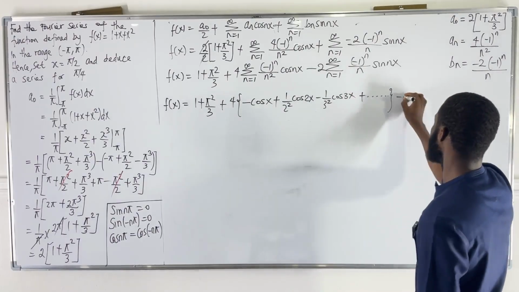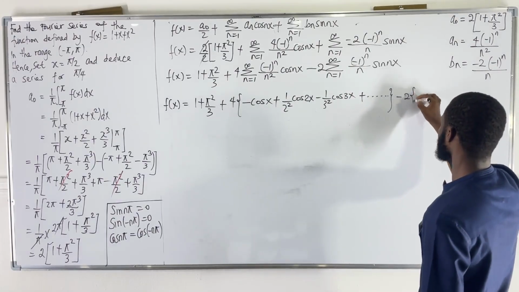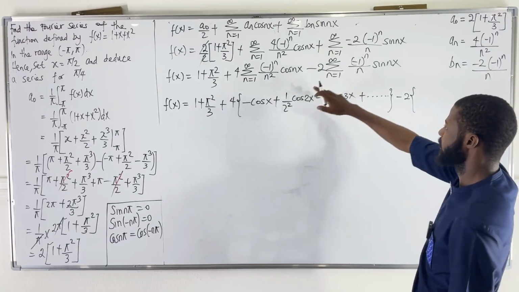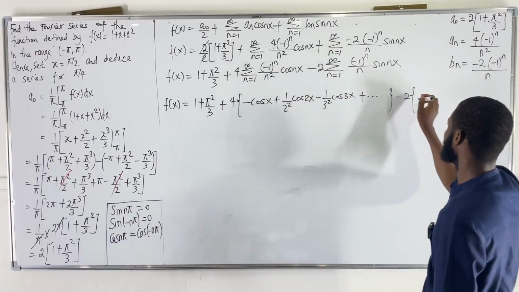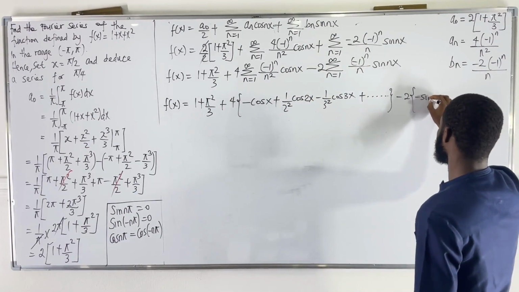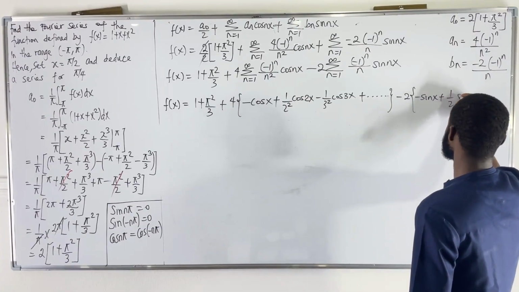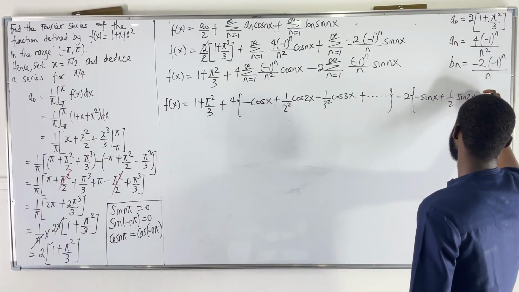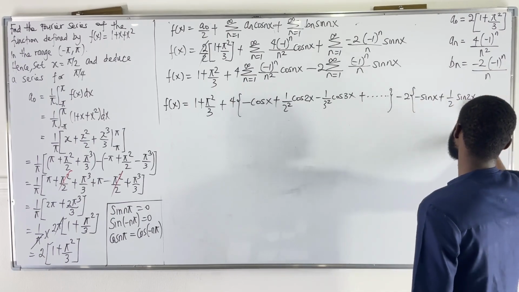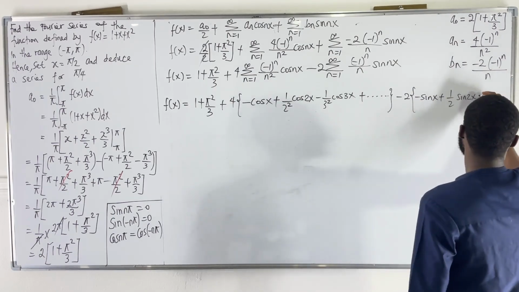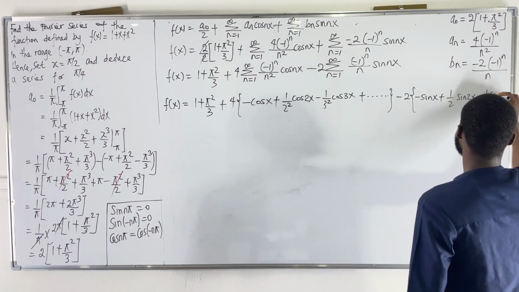Now the next part, minus 2. Now if n is equal to 1, same thing is going to happen because it's behaving in the same way. So this will be minus sine x plus 1 over 2 sine 2x plus, what is this guy? Minus 1 over 3 sine 3x.